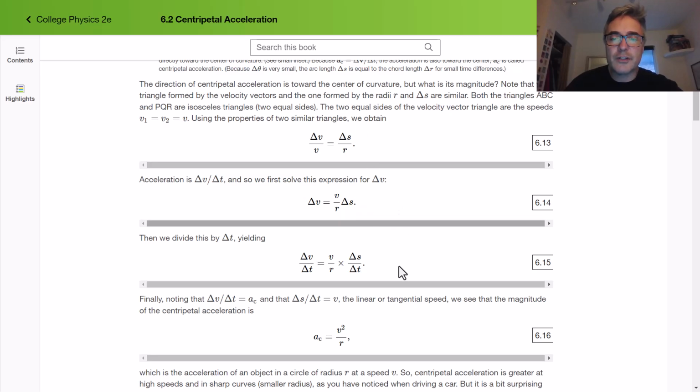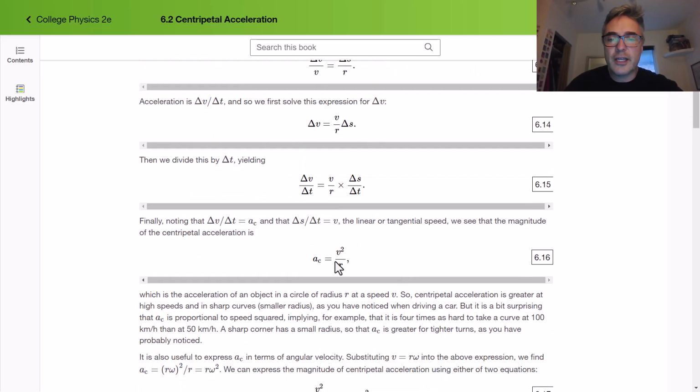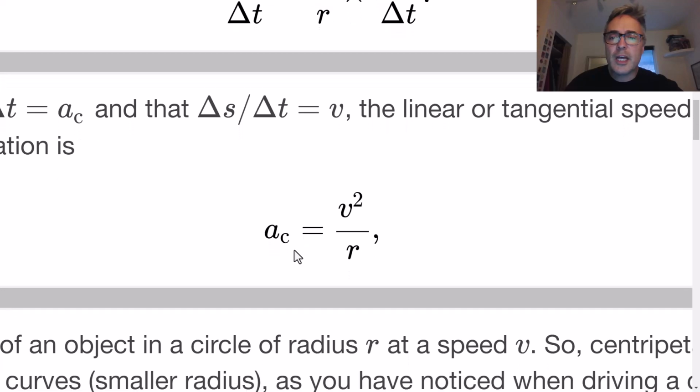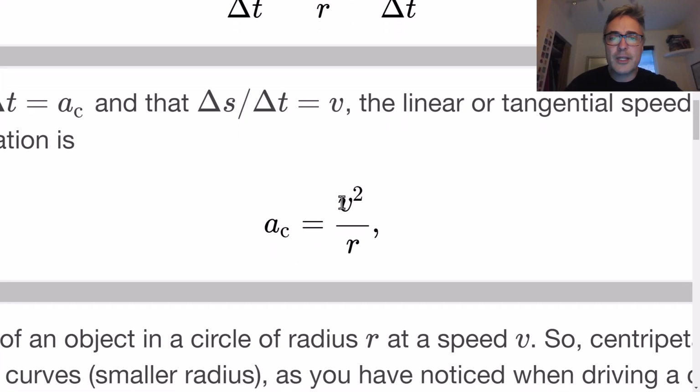They give you an argument in which they end up with an equation for centripetal acceleration: the speed squared divided by r. What that means is the faster you're going for a certain radius circle, if you double your speed, you have 4 times as much centripetal acceleration going towards the center. And the r is on the bottom here. This means that if you have a larger circle but the same speed, it requires less acceleration to stay on the circular path.